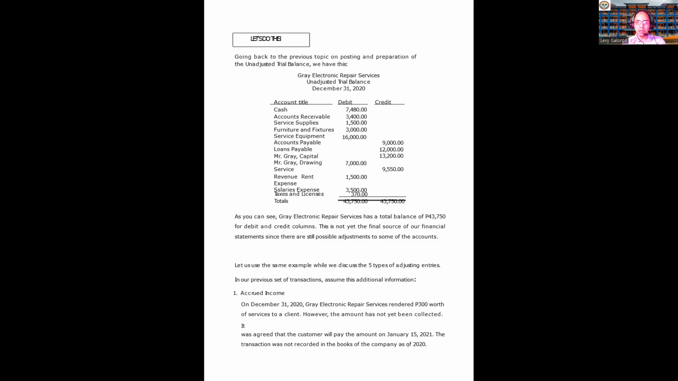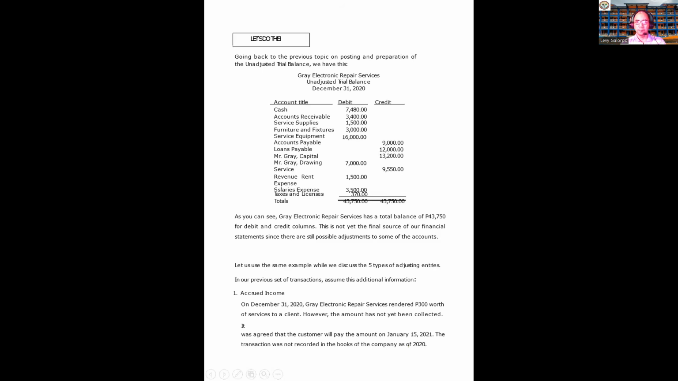So, for example, yung sa accrued income, on December 31, 2020, Gray Electronic Repair Services rendered 300 worth of services to a client. However, the amount has not yet been collected. Nagawa mo na yung service mo sa client, pero hindi ka pa niya binabayaran. It was agreed that the customer will pay the amount on January 15, 2021. Take note, ang transaction ay nangyari December 31, 2020. The transaction was not recorded in the books of the company as of 2020. So, walang nangyaring recording doon sa books ng company noong December 31.